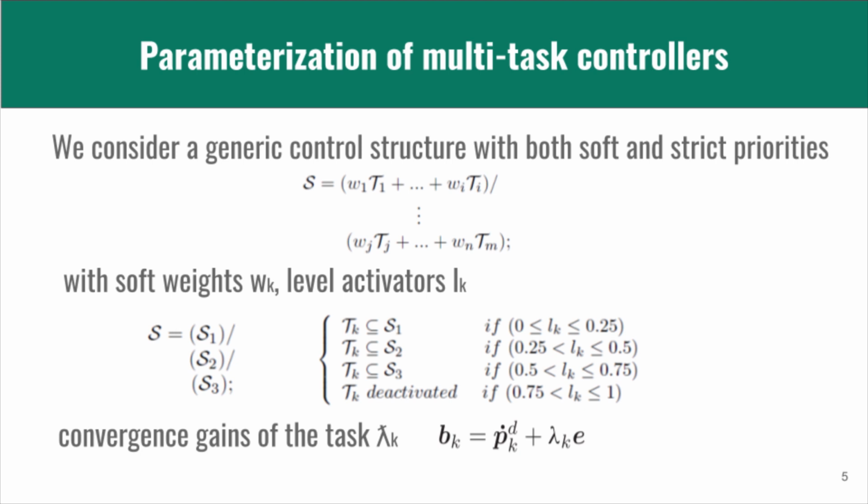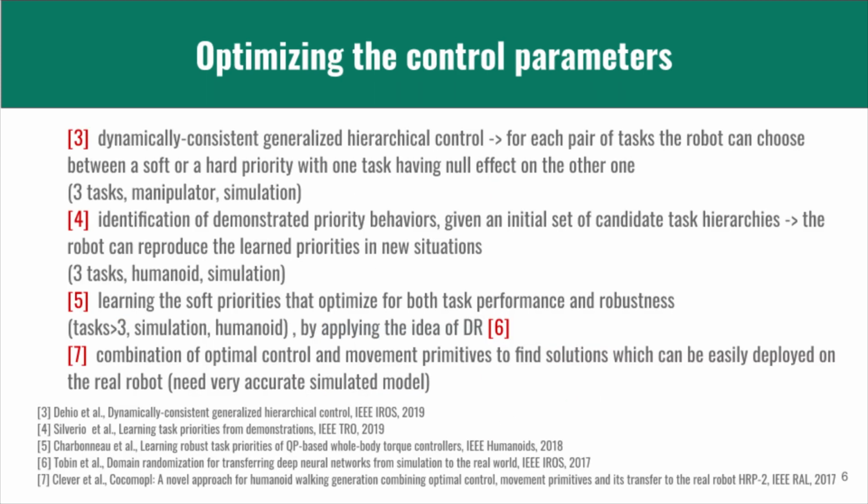So the parameters that we want to optimize are the soft weights, the level activators that encode the hierarchical structure of the controller, and the convergence gains. In inverse kinematics, the reference value of the task is given by the feed-forward velocity term plus the convergence gain multiplied by the Cartesian pose error.